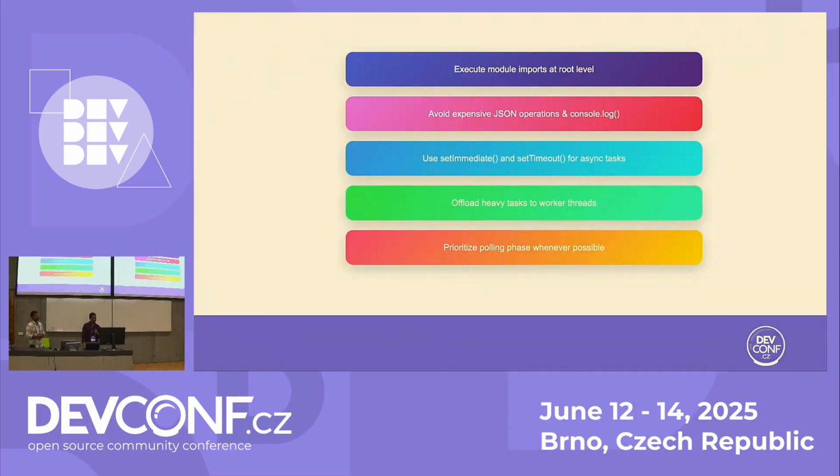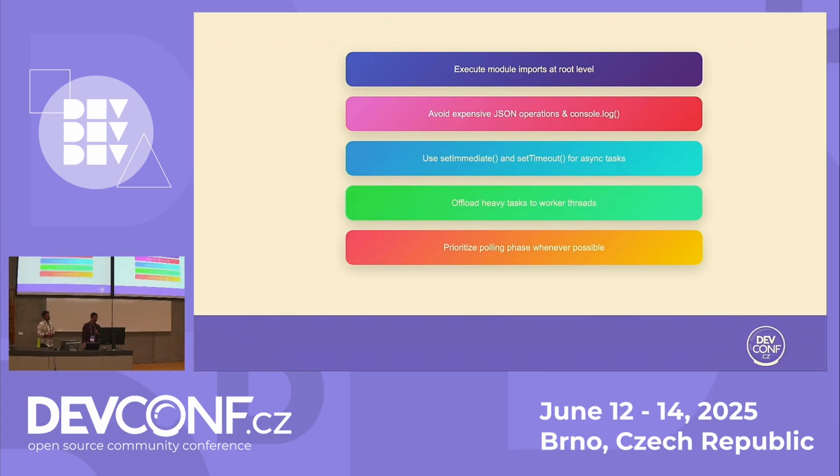With respect to this, we have some safe coding practices. In Node.js, for importing models, you can create handlers and import whatever models you want. One good performant thing is executing the imports at the root level. The second thing is we need to avoid expensive JSON operations and console.log. A more performant alternative is to use Winston loggers, which do the logging asynchronously.